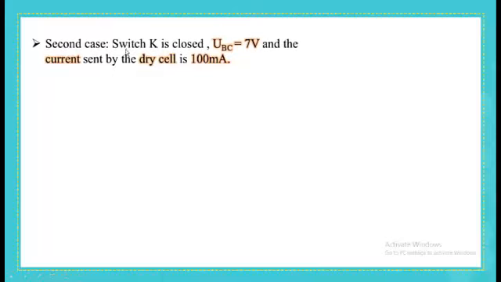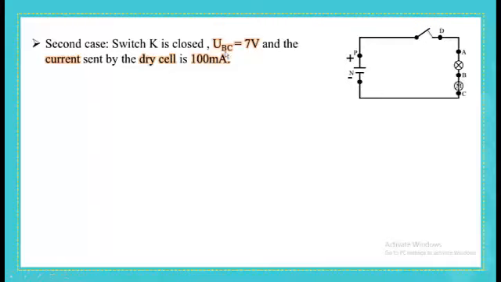Let's move to the second situation where the switch K is closed. Here we have a given concerning voltage. The voltage UBC, which means the voltage across the terminals of the motor, is equal to 7 volts, and the current which is sent by the dry cell is 100 milliamperes, so this is the main current. Let's start with the first question. You have to determine the voltage UPD, UDA, UAB.